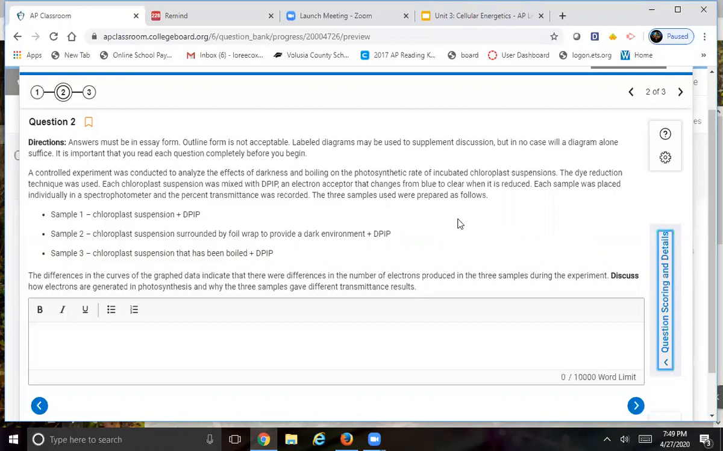Each sample was placed individually in a spectrophotometer and percent transmittance was recorded. So percent transmittance is how much light's getting through, right? So if a lot of light's getting through, that means it's not blue, it's clear. And if a little bit of light's getting through, that means it's mostly blue, like the light can't get through it, right? Meaning no electrons are being accepted.